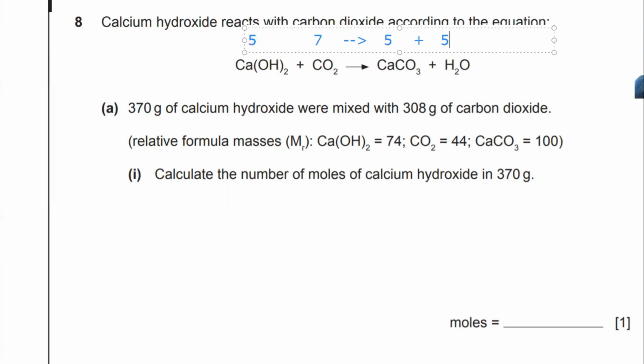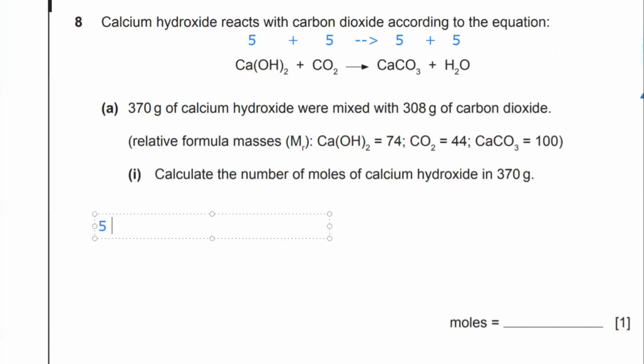And the other 2 are left over. You can think of them as men and women if they're doing some sort of traditional dance. There are 2 that don't have a partner, so we'll ignore them for now, but just so you know that they're left over. So calculate the moles of calcium hydroxide.